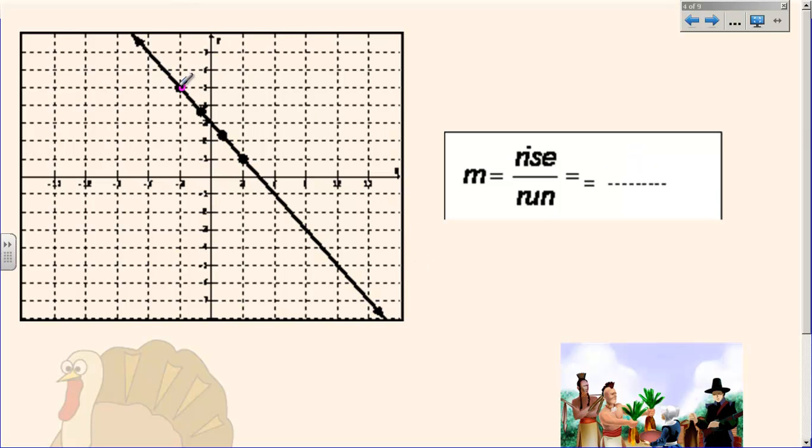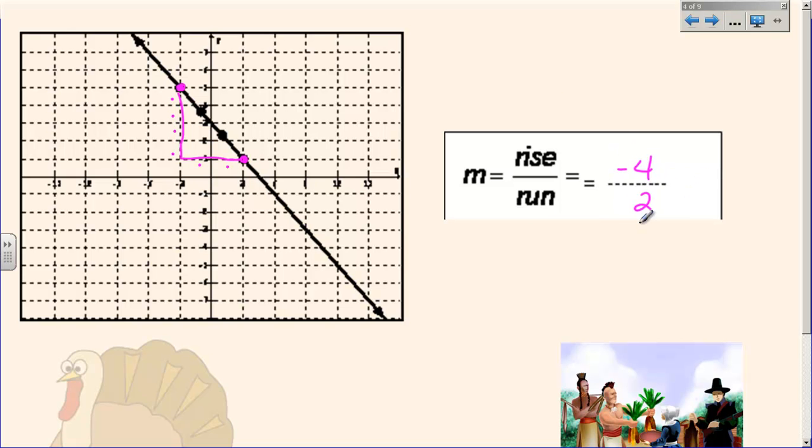So two perfect points, or pretty points. Here's one, and here's one. So we're going to draw our right triangle. And we're going to count our rise over our run. So here's my rise. I went down 1, 2, 3, 4. So my rise is -4 because I went down. And my run is 1, 2. So it goes over 2. So I have -4 over 2, but this will simplify.